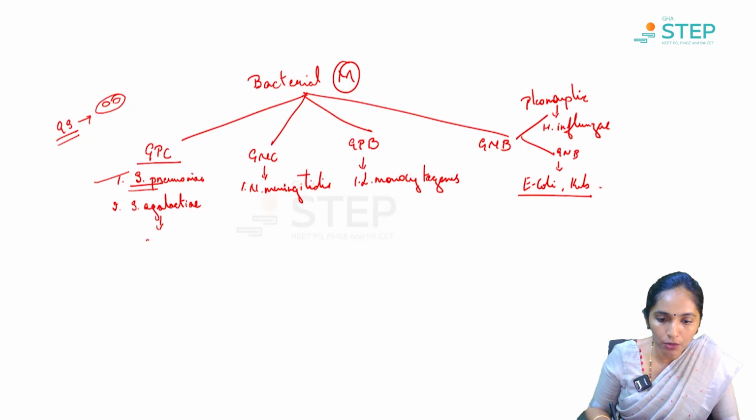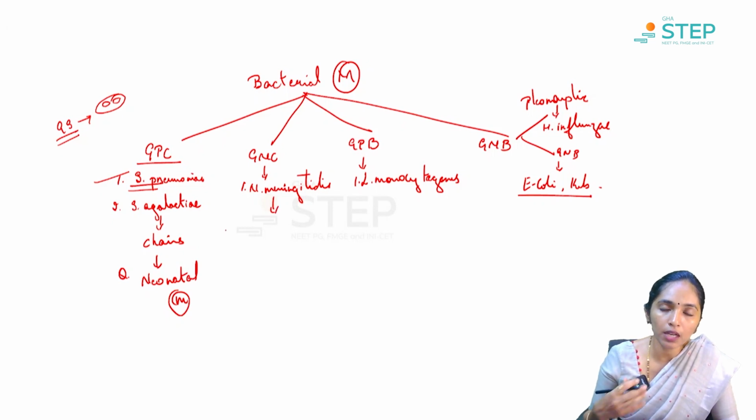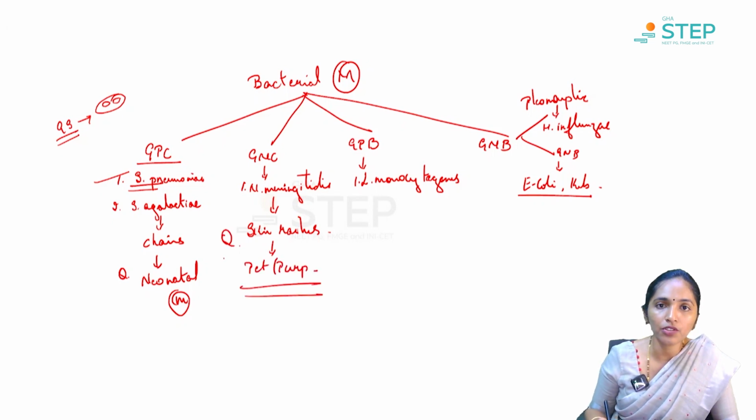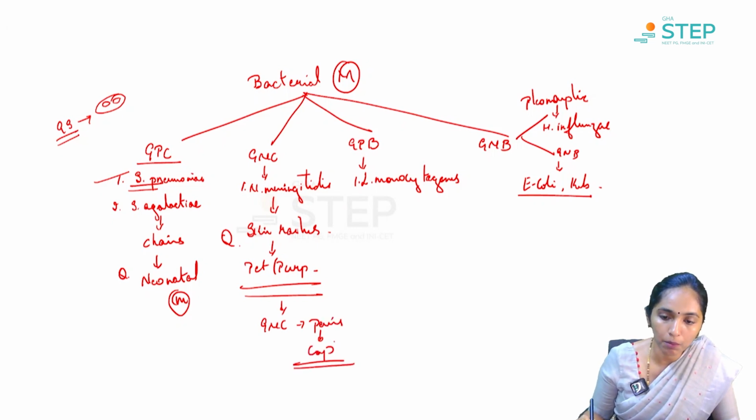Streptococcus agalactiae are gram-positive cocci present in chains, and most importantly they cause neonatal meningitis. Then for Neisseria meningitidis, along with all other symptoms of meningeal irritation in a classical case of meningitis, the patient will have a history of skin rashes, either petechial or purpuric lesions. That is the important feature. They are capsulated gram-negative cocci in pairs.